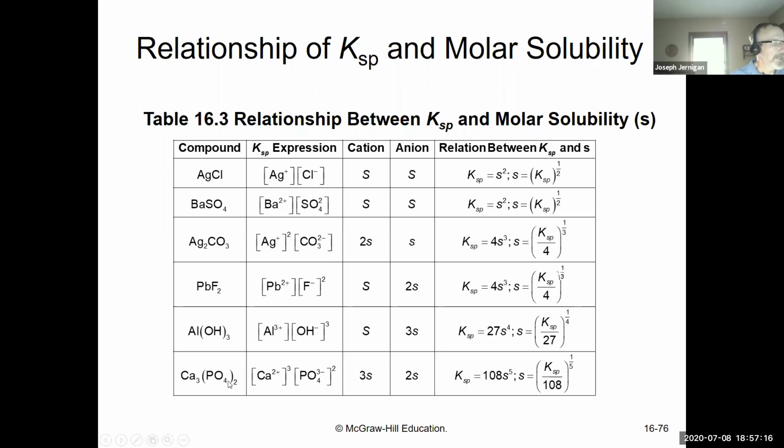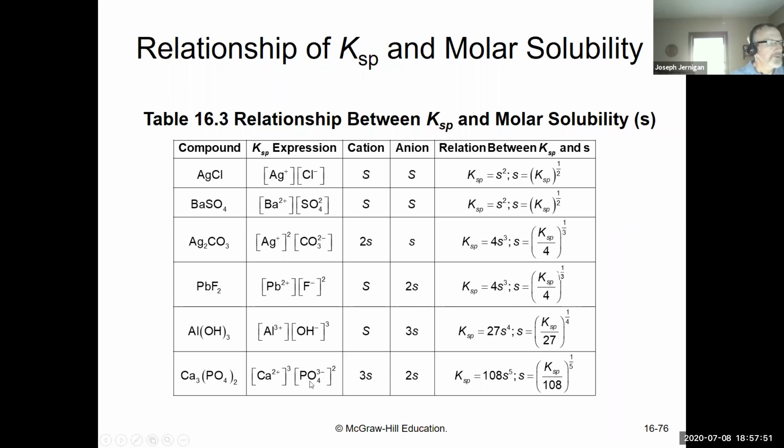And all the way down to calcium phosphate. Calcium phosphate is going to liberate 3 calciums and 2 phosphates for every molecule of calcium phosphate that dissolves. And therefore the cation is going to be represented as 3S for every 2S of anion. You plug that into your KSP, and of course there's the raised to the power.